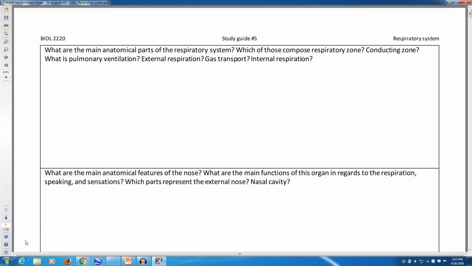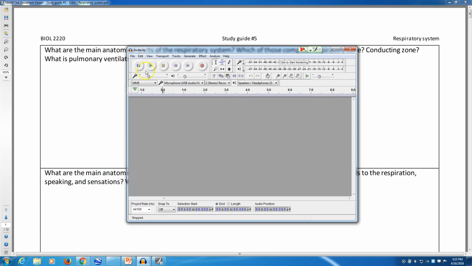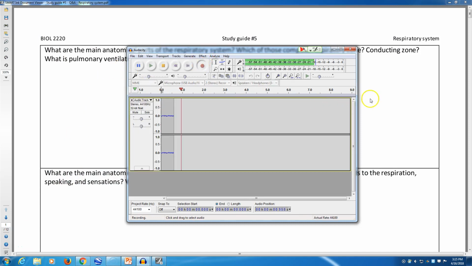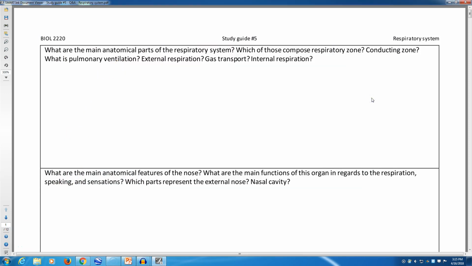And my intent here is not to try and answer every question, but rather give you an idea of what you really have to focus on when you're studying. So anatomical parts, those pictures that you saw in the lecture, in the PowerPoint, you're going to see them in the exam.